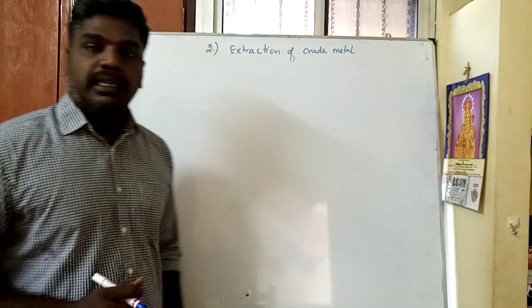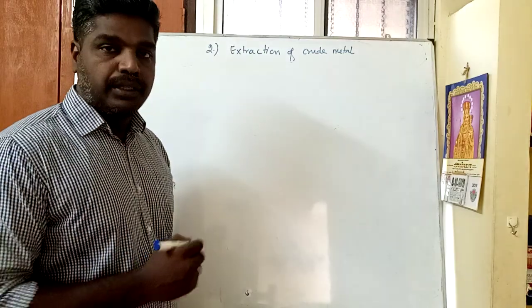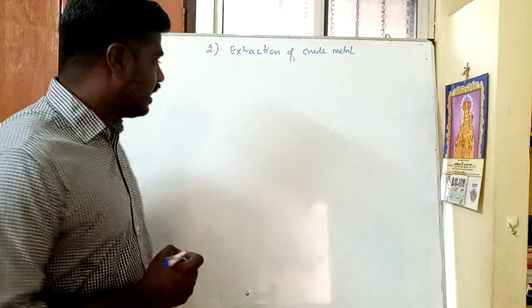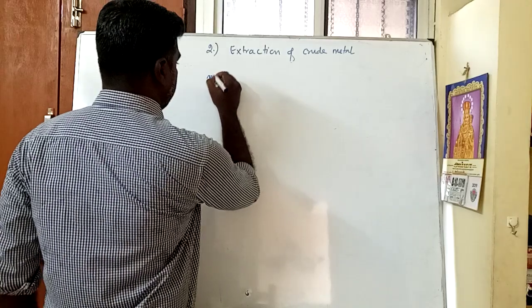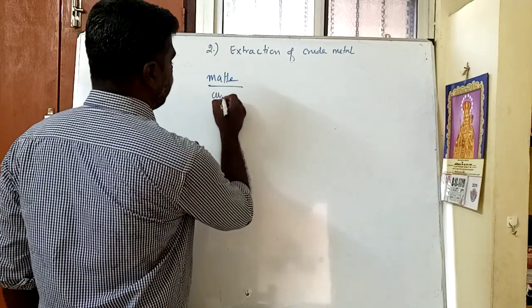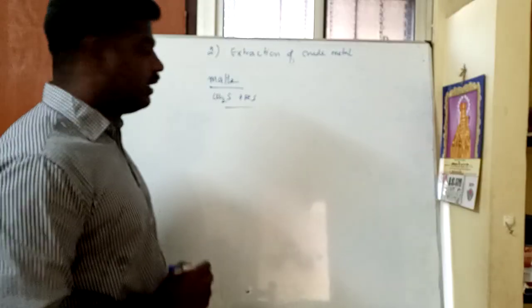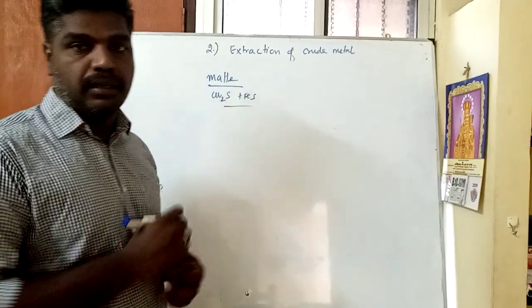Okay, students, let me continue the fifth video. Continuation of the fifth video, because last class we stopped at matte. Matte is nothing but copper sulfide plus ferrous sulfide. In this process we are going to extract copper.